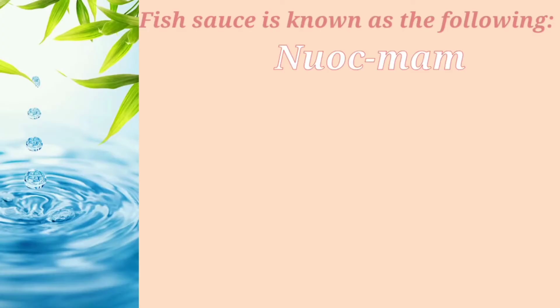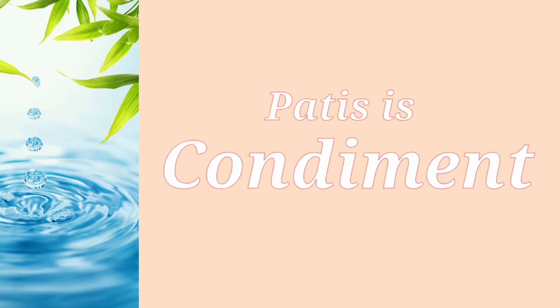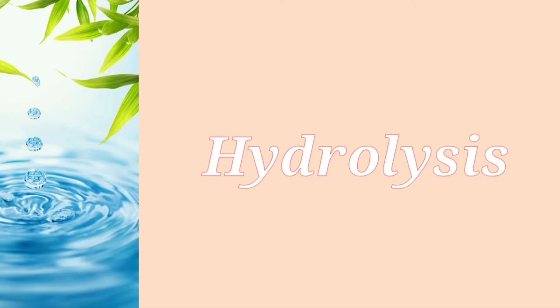Second, sauce or patis. Fish sauce is known as nuoc mam in Cambodia and Vietnam, nam pla in Thailand and Laos, ketjap ikan in Indonesia, ngapi in Burma, and patis in the Philippines. Patis is used mainly as a condiment in food preparation. This results from the slow fermentation of salted fish and the subsequent separation of the solid from the liquid portion of the hydrolysate. In short, patis or fish sauce is produced by hydrolysis.